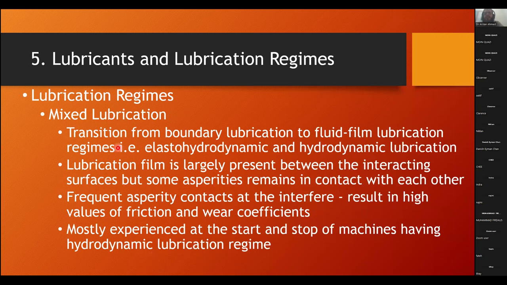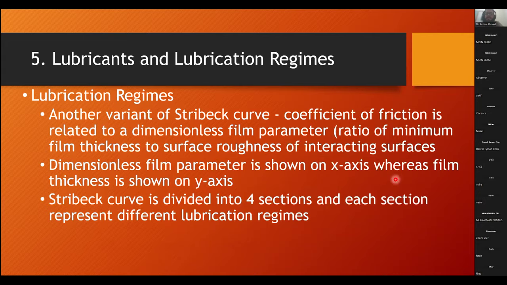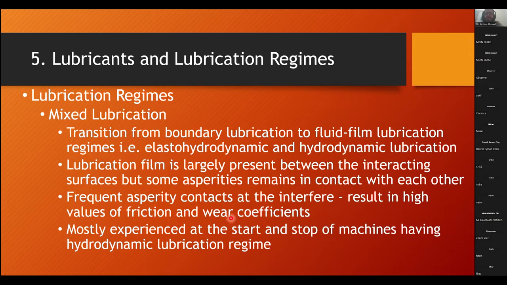In mixed lubrication, there is a transition from boundary to the fluid film or hydrodynamic regime. Lubricant film is largely present between the interacting surfaces, but some asperities remain in contact with each other. As we saw over here, some asperities are in contact, but overall it is separate. Frequent asperity contacts at the surface result in high values of friction. This is mostly experienced at the start and the stop of machines, while you are increasing the speed and while it is coming to an end.